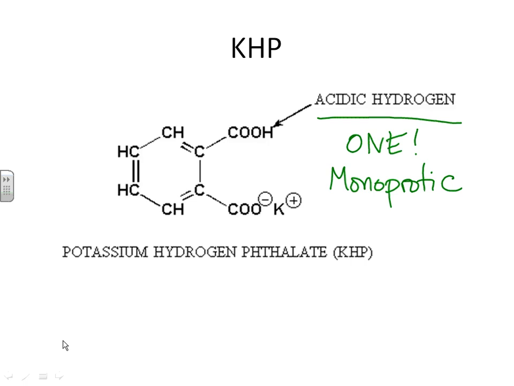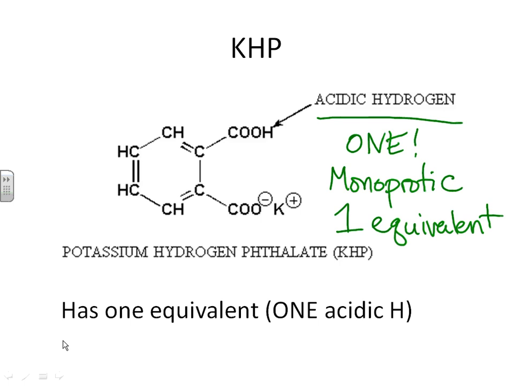It is monoprotic. Hopefully, based on the last discussion on the previous slide, you understand therefore that if this is a monoprotic acid, it has one equivalent. It only has one reacting bit. It only has one hydrogen that is capable of being donated. So in 1 mole of KHP, I would have one equivalent.